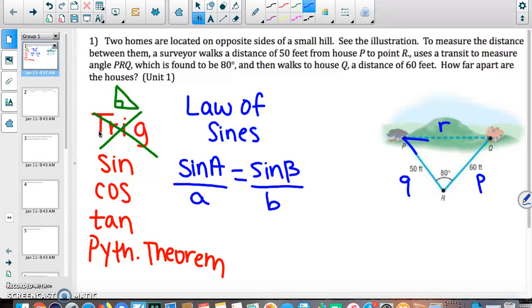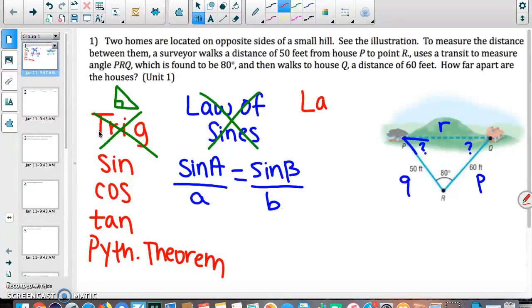So in this case, we're trying to solve for side R, and I know that the angle across from it is 80, but I don't know these other 2 angles, so I'm going to have 2 unknowns, right? So I don't think law of sines is what we're going to want to use.